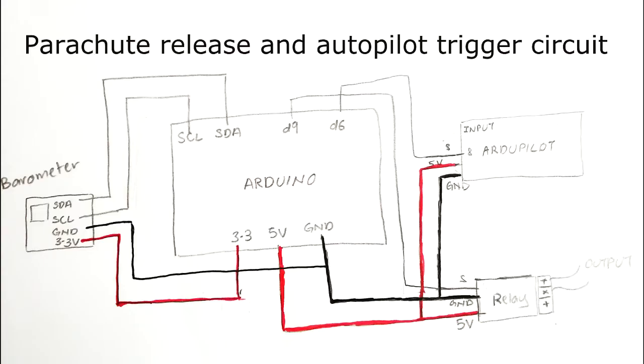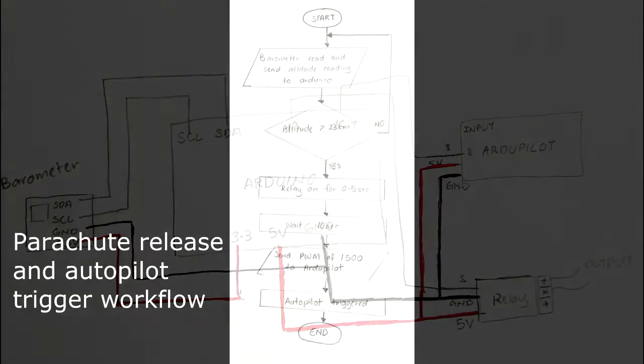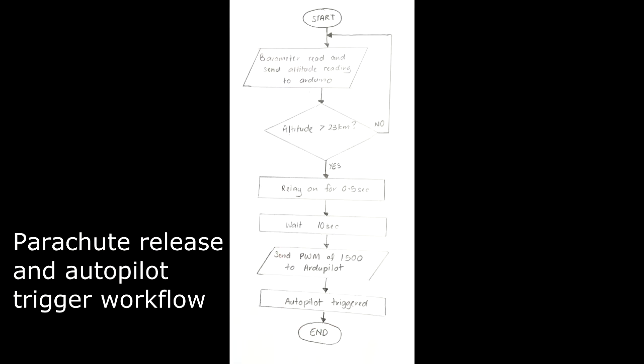Alright, so now I'll explain the workflow for the parachute releasing and autopilot triggering system. The onboard barometer will read and send the altitude reading to the Arduino. The Arduino will then check if the altitude reading is above 23 km. If it's not, it will continue reading and checking the altitude level.